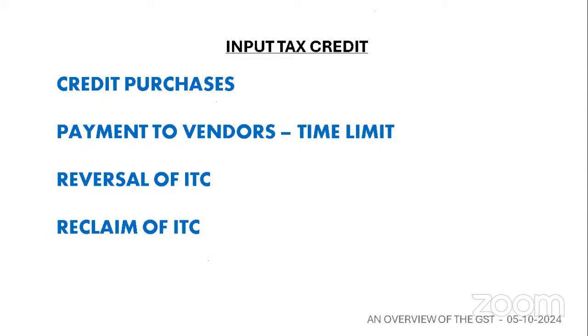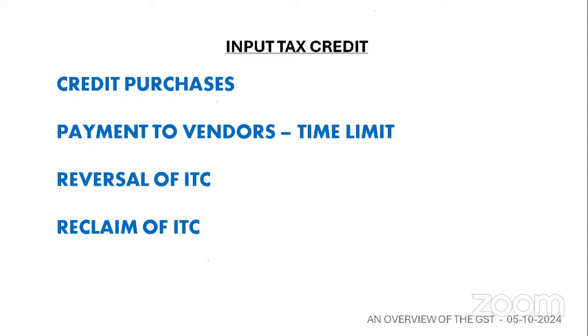Input tax credit is allowed when you purchase the goods. Now, the purchases can be categorized into two: cash purchase and credit purchase. Cash purchase means on the one hand, you will receive the goods, and on the other hand, you will pay the cash to the vendor. In credit purchase, first we receive the goods and the payment will be made later. Now, where you have purchased the goods either on cash basis or credit basis, in the month in which you make the purchases, you are allowed ITC on those inward supplies.